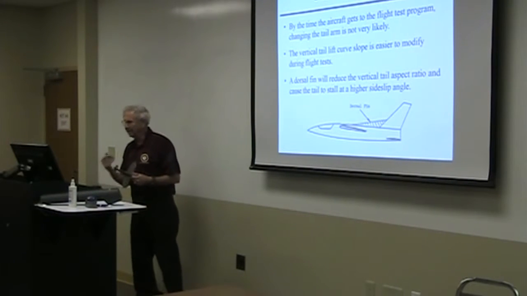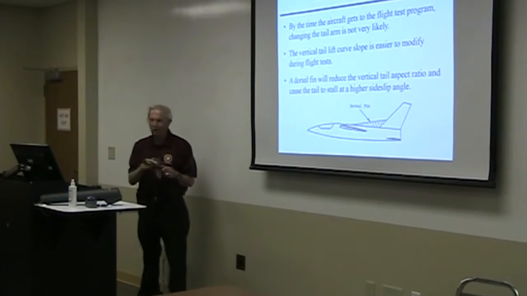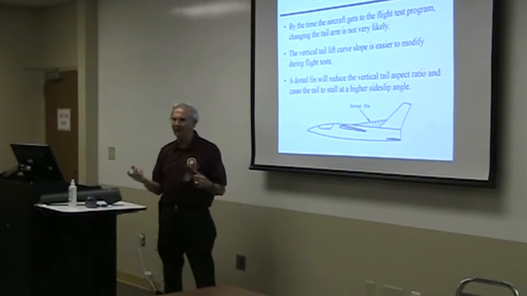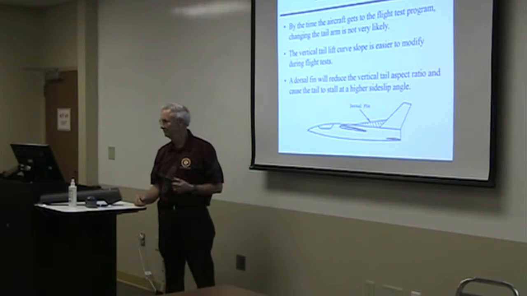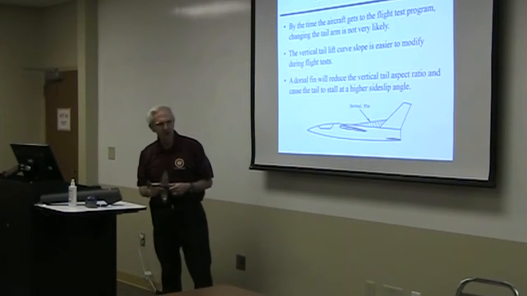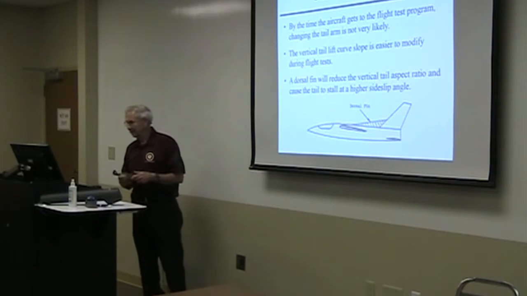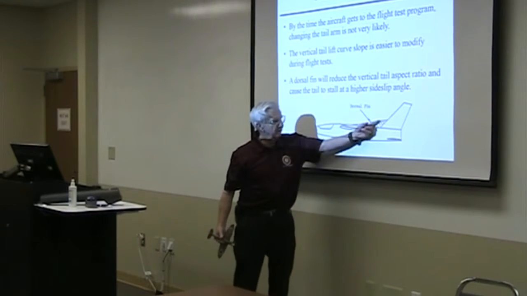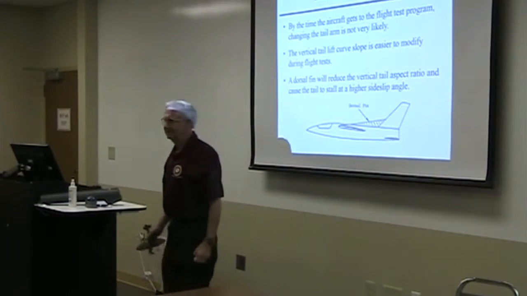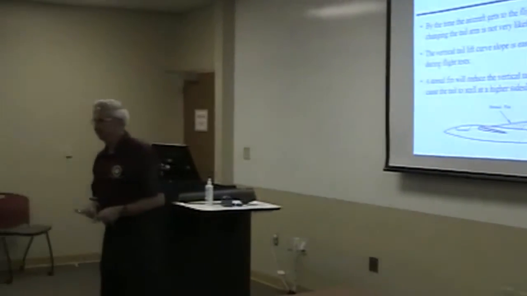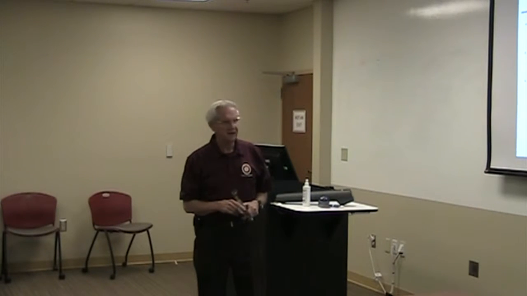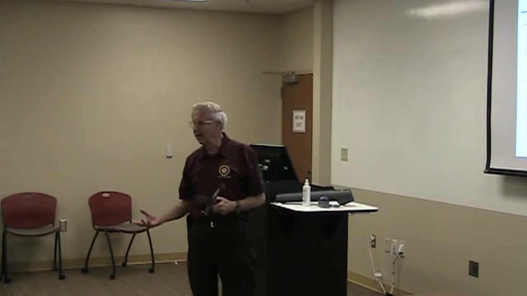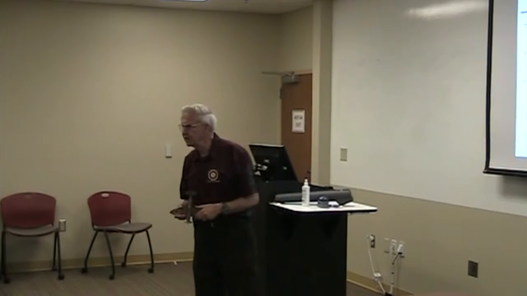Well, by the time the airplane gets to the flight test program, we're not likely going to change the tail arm. We aren't going to make the tail longer. Right? You know, too big of a change. However, we can modify the lift curve slope of the vertical tail. And there are a couple of ways of doing that. The dorsal fin, okay, a fin in front of the vertical. That increases both the area of the vertical tail and it reduces its aspect ratio.